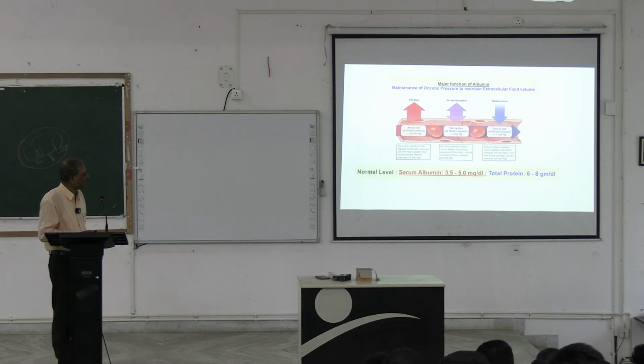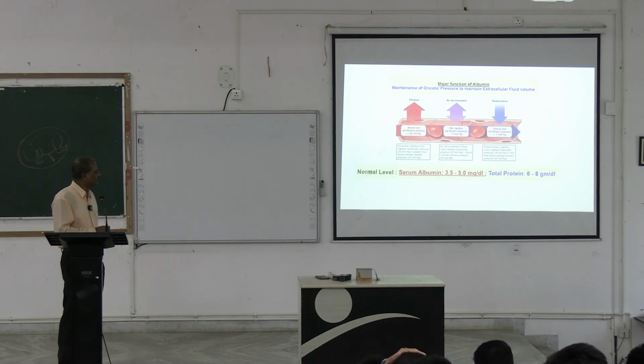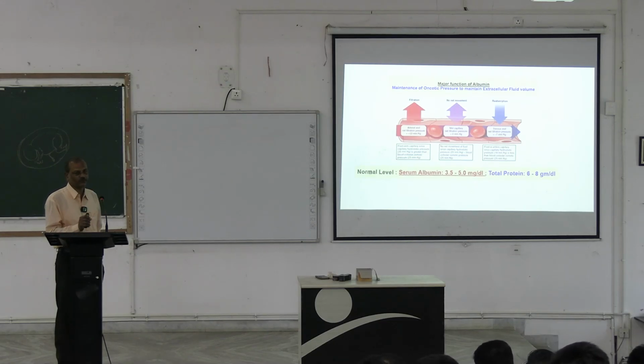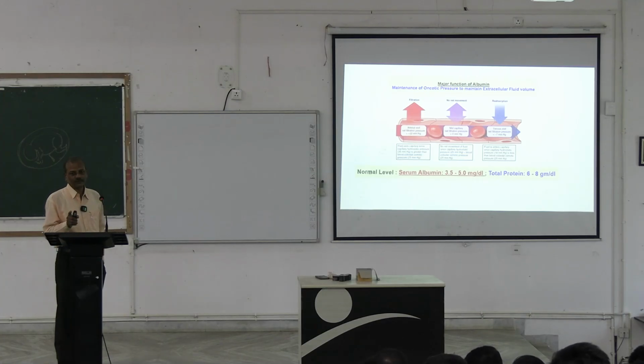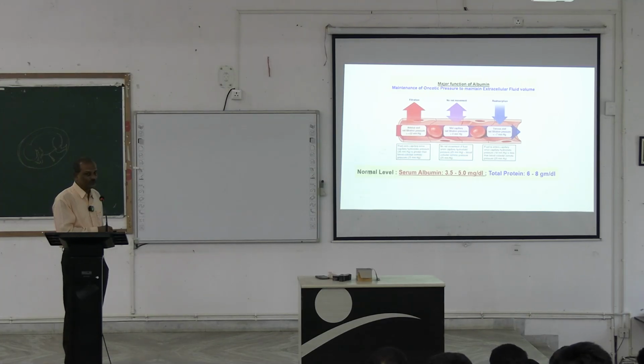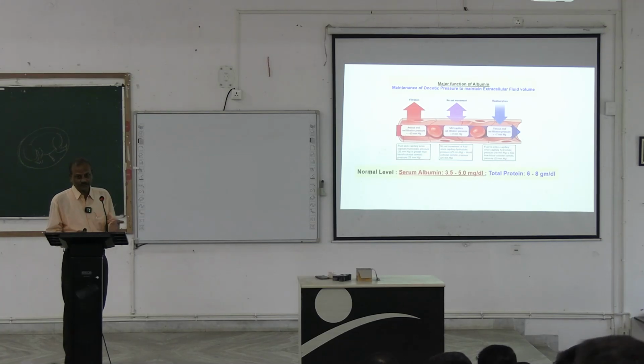Normal level of serum albumin. You must not forget that, 3.5 to 5, some books write 3.5 to 5. This level you must know. Even this question could not be answered during the Viva examination. What is the normal level of albumin? And normal level of total protein, 6 to 8 gram per deciliter. So if the albumin level is below that, edema normally doesn't occur at a level of 3.5 or even 3. If it is still lower, then only edema occurs. That I will show it to you.